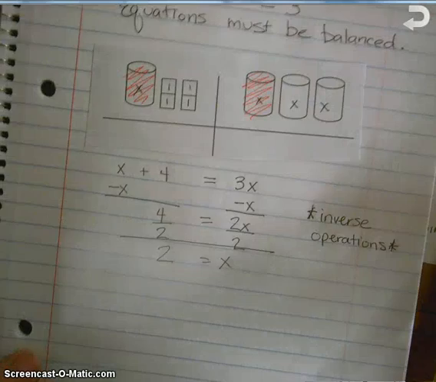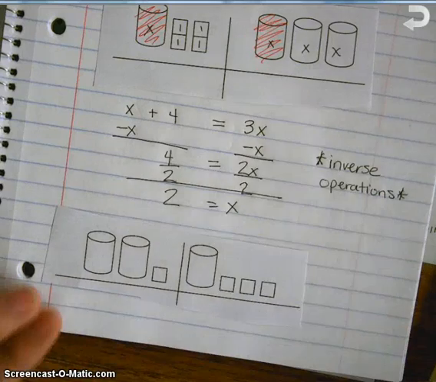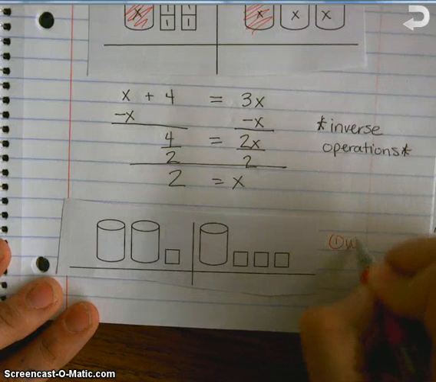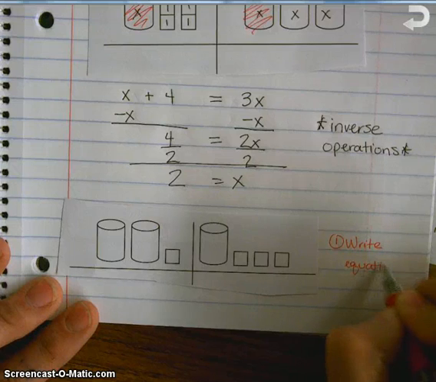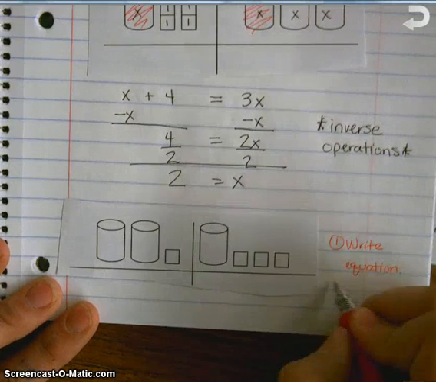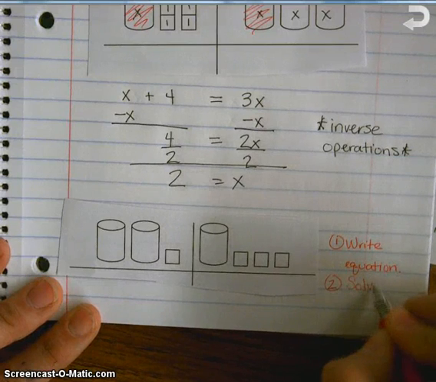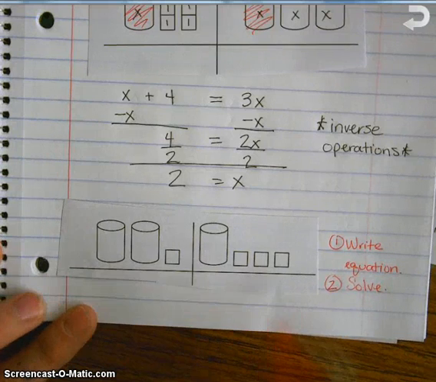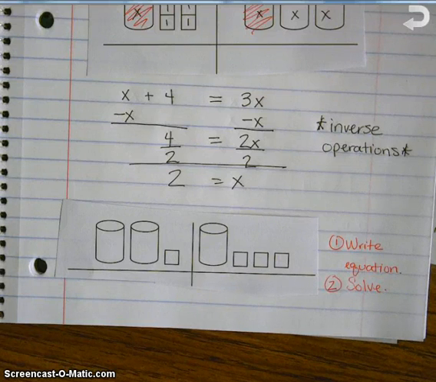Okay, so I have one for you to try on your own. Do your best. There are a couple things that I would like you to do. You are going to write the equation. So what equation does this represent? And then the second thing is I would like you to solve. How many cubes belong inside of each cylinder? Okay, good luck.